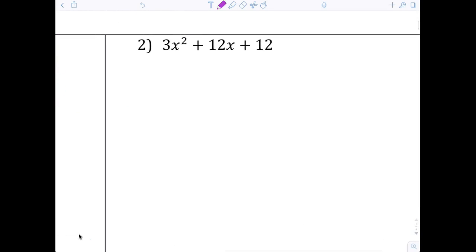Now, everybody try number 2. Factor out the GCF. First thing, factor out the GCF.